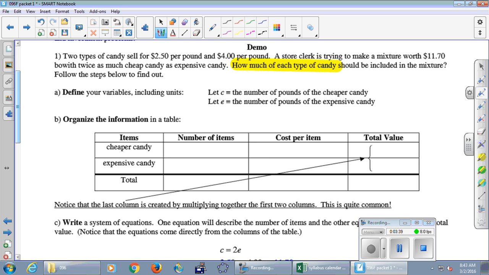Okay, here's a table. We're going to organize the information in a table. And I'll say at the outset that I'll never require you to do a table. Ultimately, the goal of the table is just to help us write down the equations. And if you can get to the equations accurately without the table, great, no problem at all. So let's start filling in. The cost per item, or cost per pound in this case, is the easiest place to go. How much does the cheap stuff cost per pound? $2.50, we're gonna put that right there. And fill in the number just below that.